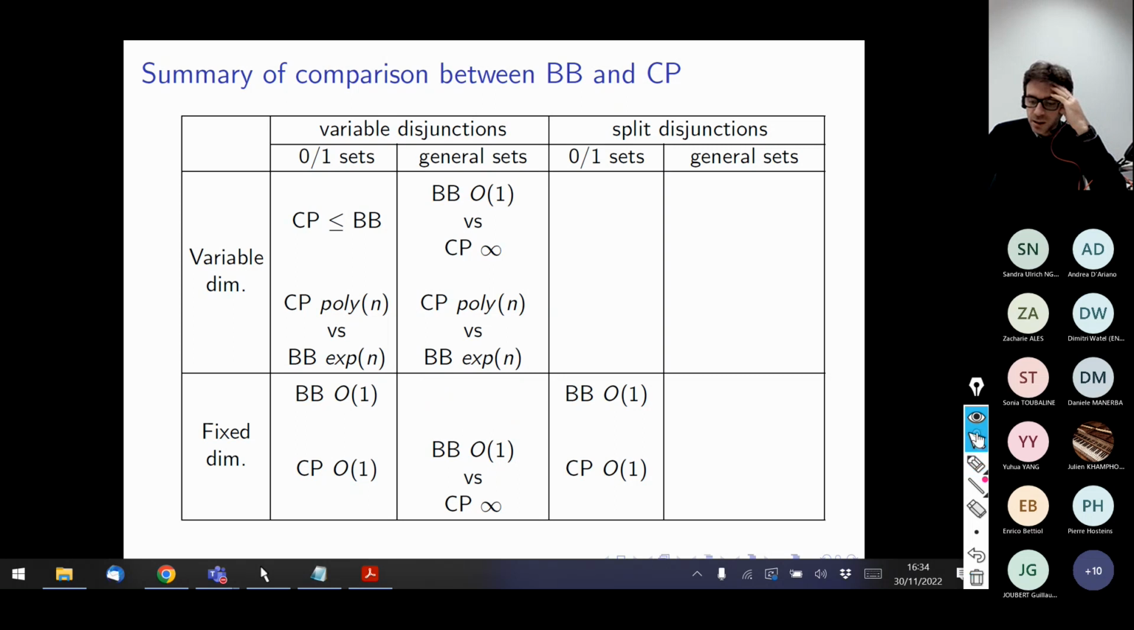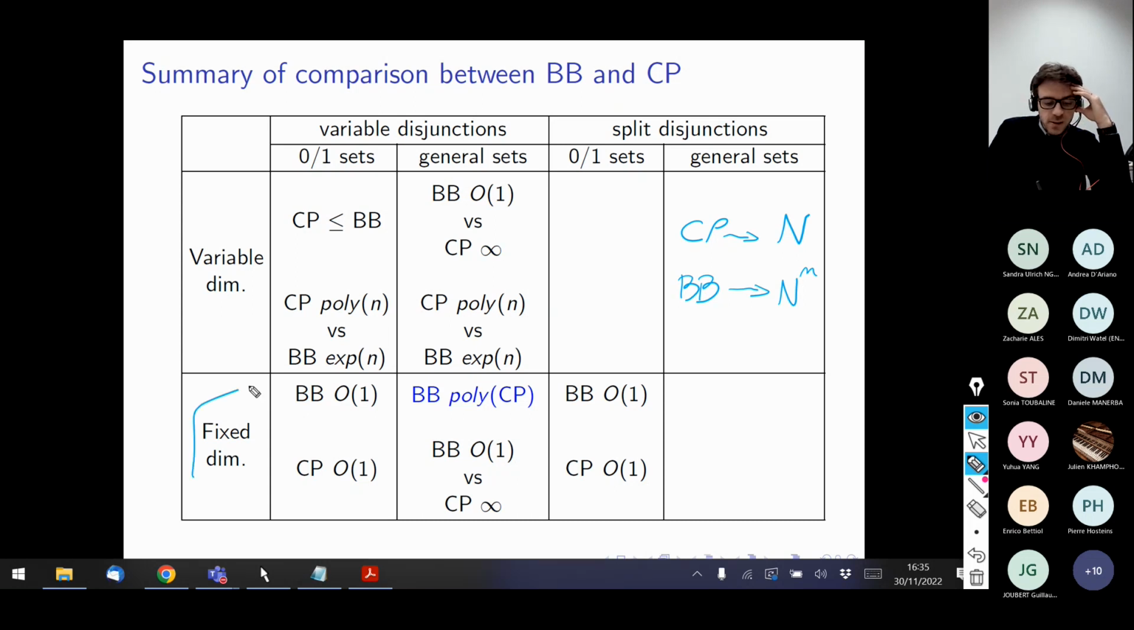Well, the answer is that branch and bound can be worse than cutting plane, but not so much. So branch and bound is always bounded by a polynomial in the cutting plane length. I mean that if there is a cutting plane proof of length n, then you have a branch and bound proof or algorithm of length n to the n, where n is the dimension. But the dimension is fixed, so this becomes a polynomial in the cutting plane length. So this is why I write this notation.